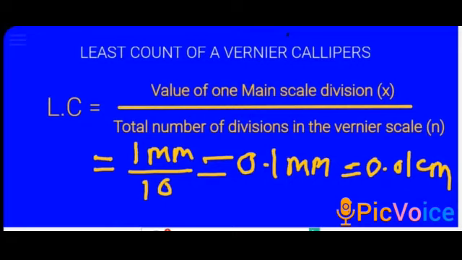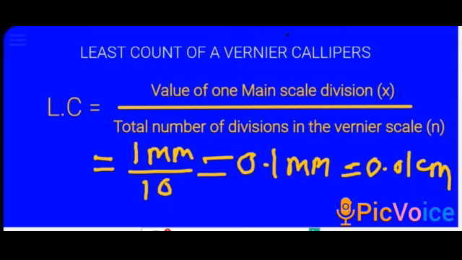Now we will see how to find the least count of a vernier calipers. The formula for the least count is the value of one main scale division, that is x, divided by the total number of divisions in the vernier scale, that is n. Now the value of one main scale division: come back to your figure and see the main scale.